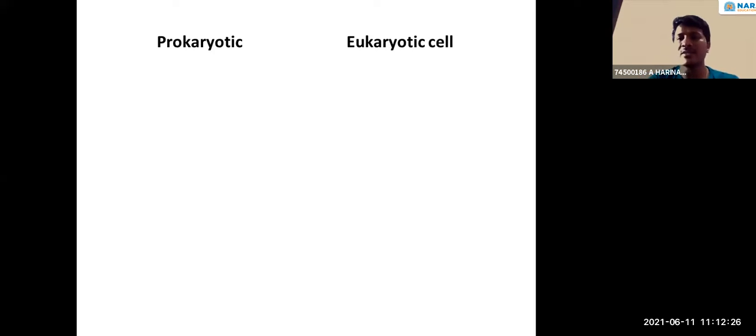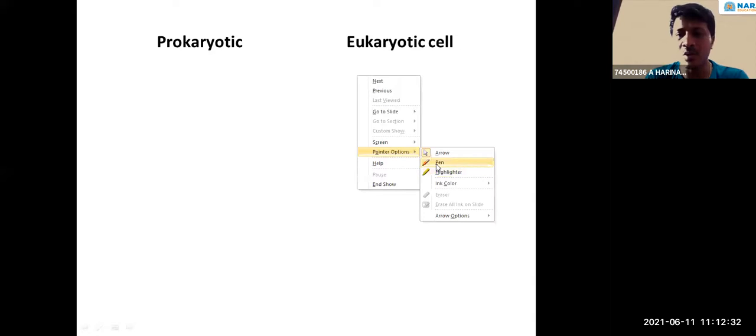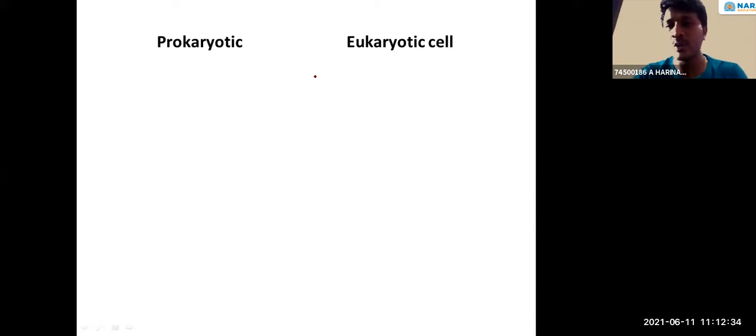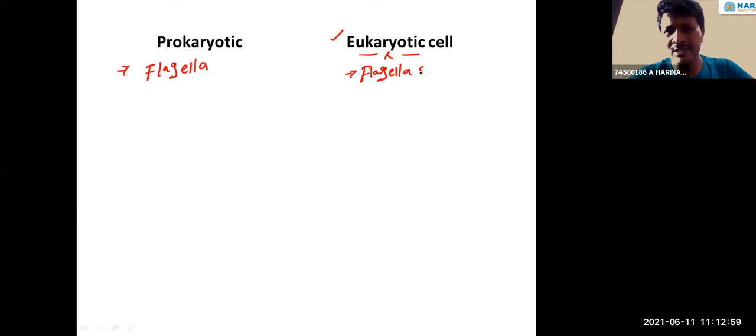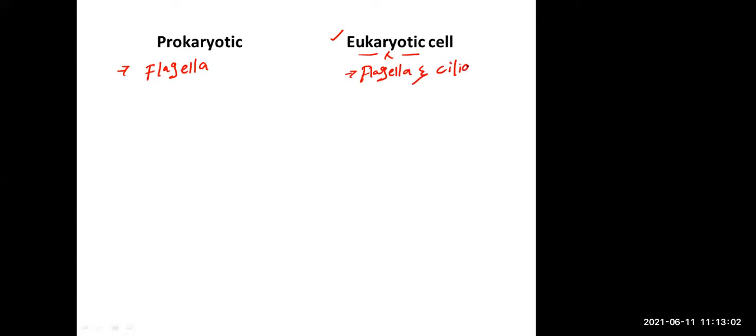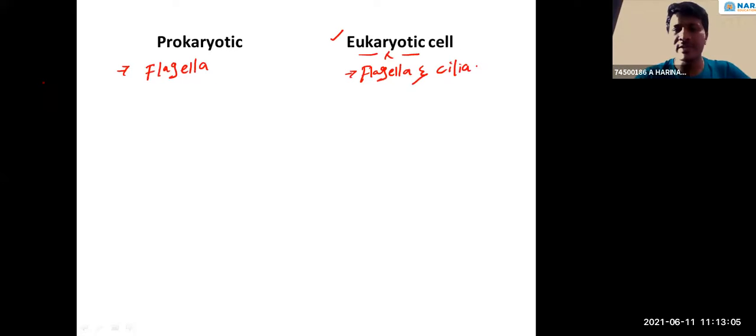So a eukaryotic cell consists of different organelles, a nucleus, right? The DNA is in the form of chromosomes, and so many chromosomes are present. A eukaryotic cell also has organelles like endoplasmic reticulum, Golgi, mitochondria, lysosomes, and vacuoles. So what is the locomotion here? In prokaryotes, motility is only by flagella, but here motility is by flagella and cilia, right? So that is one more difference.